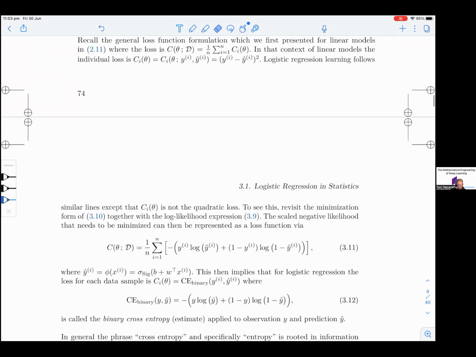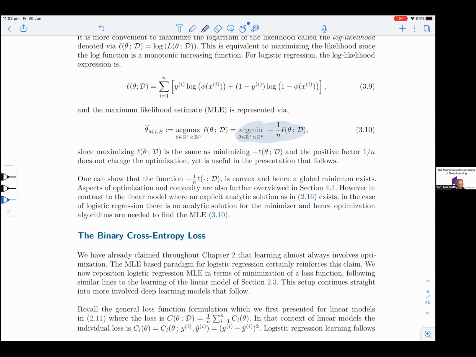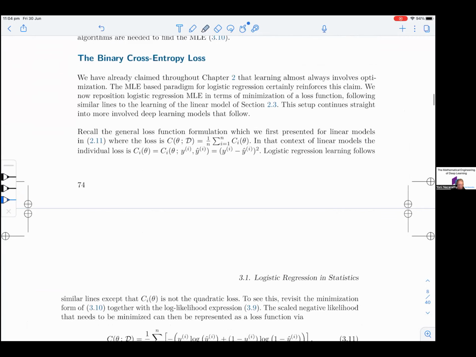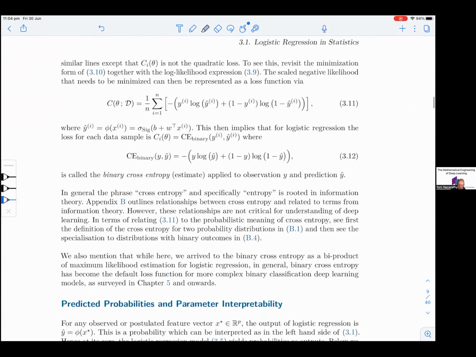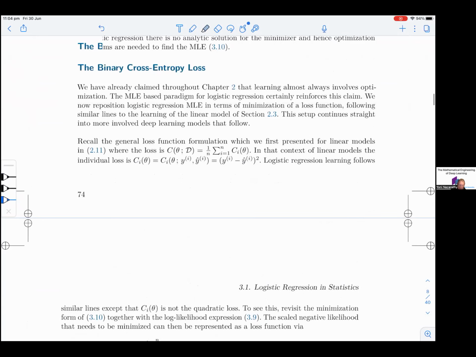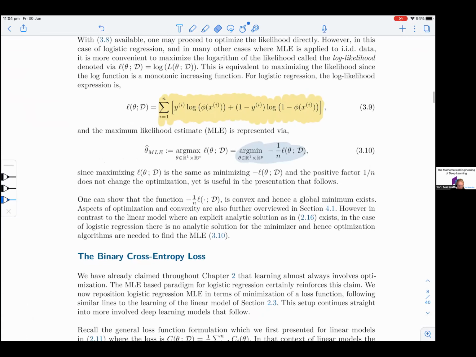So 3.10 was right here. That was the minimization form of 3.10, together with the log likelihood expression 3.9. And 3.9, this is the important expression. So that's the log likelihood expression. Okay, so we are minimizing this expression, except for with a -1/n, but that doesn't matter much. The minus matters a lot.